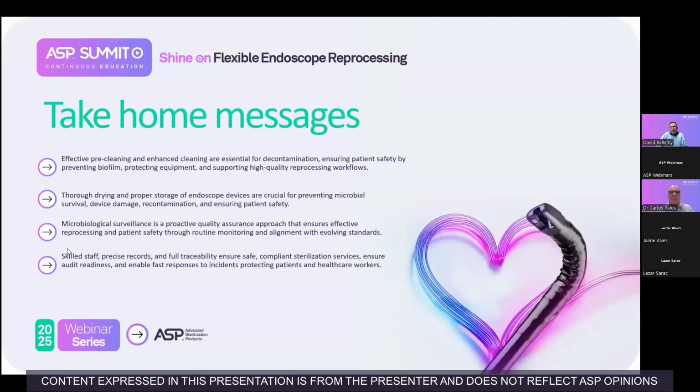Third, microbiological surveillance is a proactive quality assurance approach that ensures effective reprocessing and patient safety through routine monitoring and alignment with the evolving standards. And lastly, skilled staff, precise records and full traceability ensure safe, compliant sterilisation services, ensure audit readiness and enable fast response to incidents, protecting patients and healthcare workers.